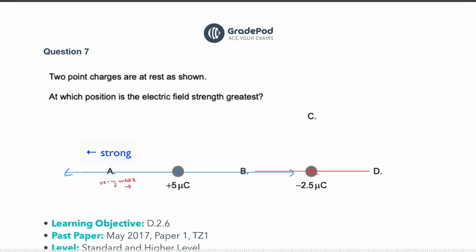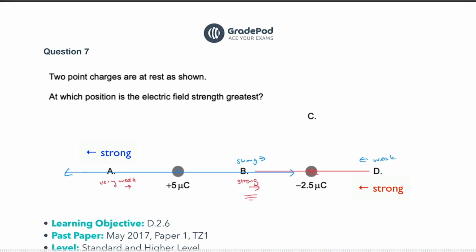At B, it's going to feel quite a strong force in that direction due to the plus 5 coulombs, and it's also going to feel a strong force in that direction due to the minus 2.5 coulombs. So this is a contender so far. Let's look at D. D is going to feel a very weak force in that direction due to the plus 5 coulombs, and it's going to feel a strong force in that direction due to the minus 2.5 coulombs.